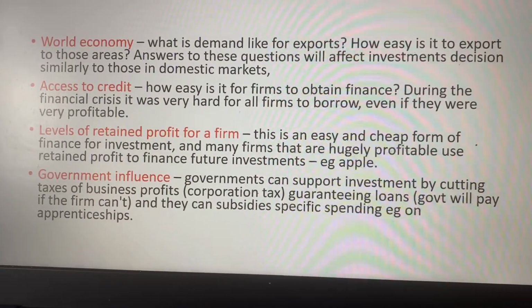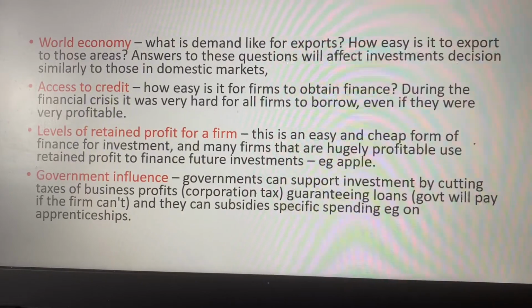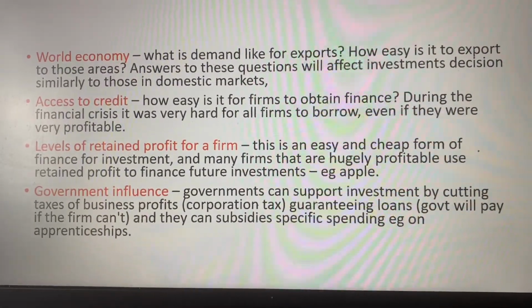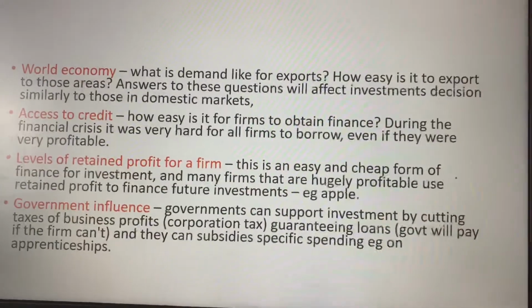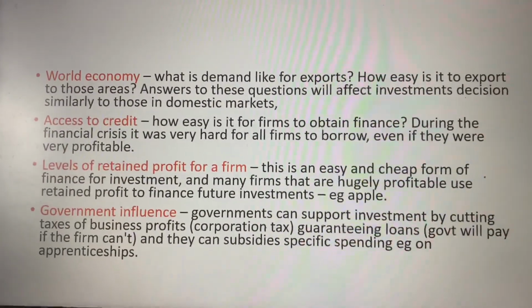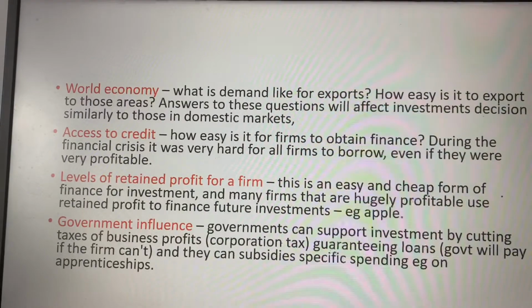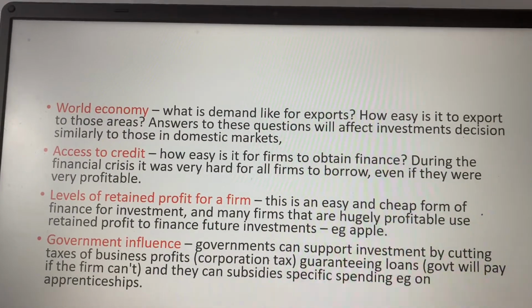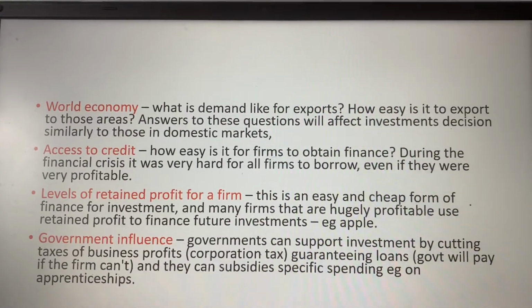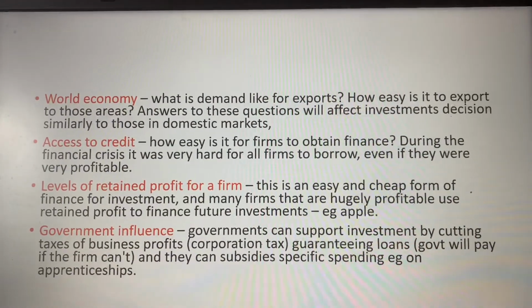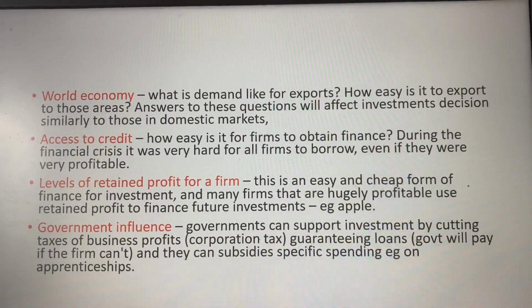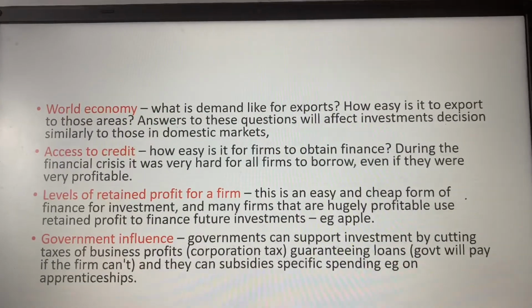And what about government influence? Governments can support investment by using taxation on profits, guaranteeing loans and subsidising certain types of investment, due to apprenticeships. So this can have a huge impact. In 2021, Rishi Sunak, as Chancellor, announced a significant package to support investment in research and development, and also for apprenticeships, to try and support longer-term growth in our economy.